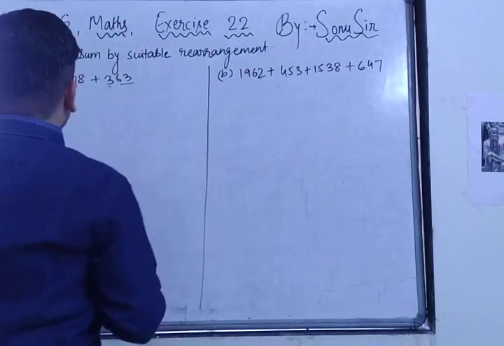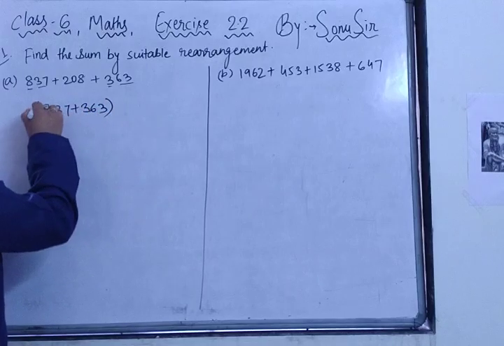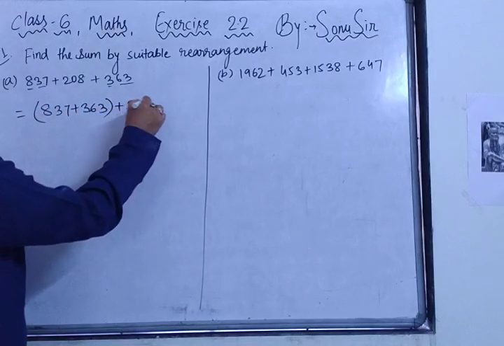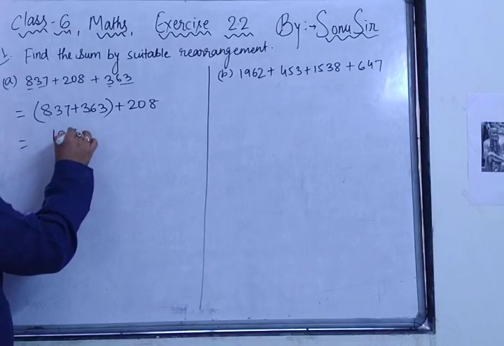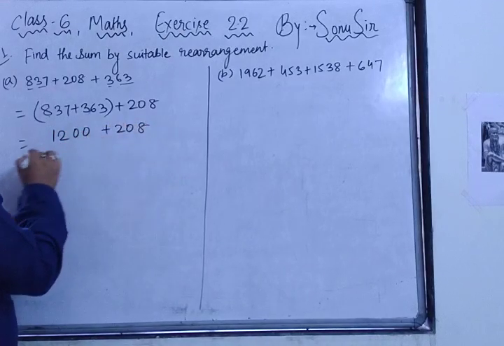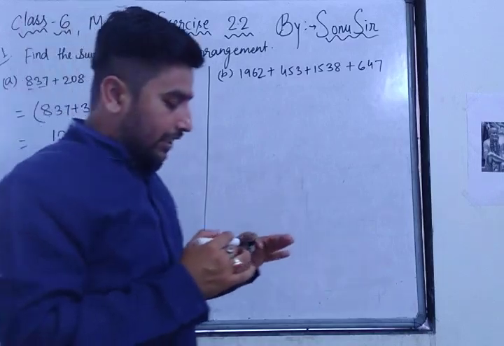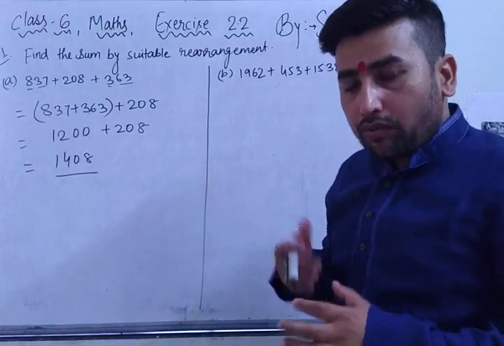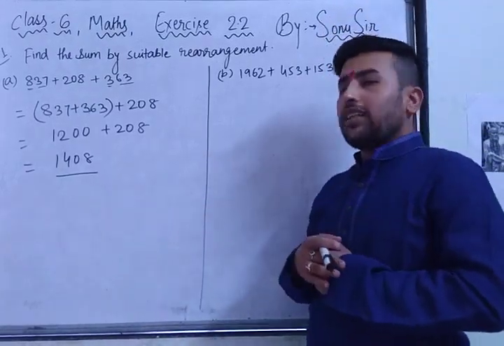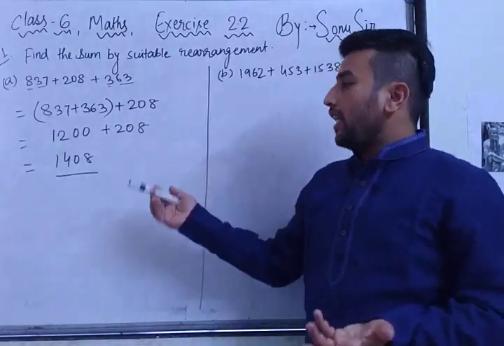So let's check. As I have informed you, these two numbers, 837 plus 363, you just put in this bracket, plus 208. See here, 8 and 3, 8 plus 3 is 11, so 1100, and 63 plus 37 is 100. So total 1200 plus 208, that is 1408. Have you seen? I have not done anything in this question. I have just arranged it systematically. After arranging systematically, there is no need to do hard addition, automatically I get a round figure value, and after that any student can do the normal addition.